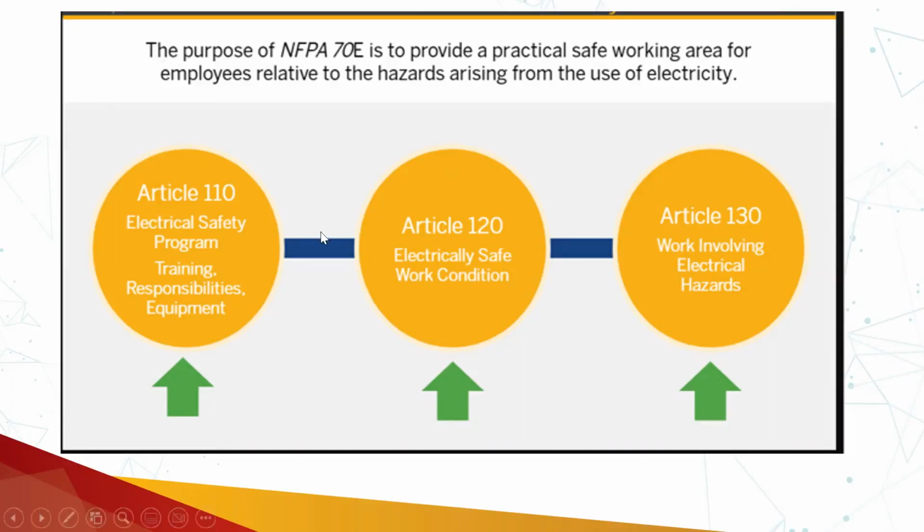Article number 120 is all about establishing an electrically safe work condition and then performing the job. So things related to the lockout and tagout procedure, the equipment used for lockout and tagout, and the steps for establishing an electrically safe work condition will be covered here in article 120. In article 130, if the work is justified and authorized as per the requirement of article 110.4, then how you will carry out those tasks will be covered in article 130, work involving electrical hazards.